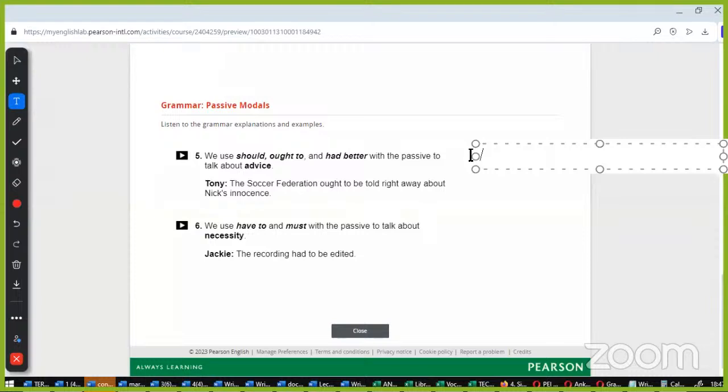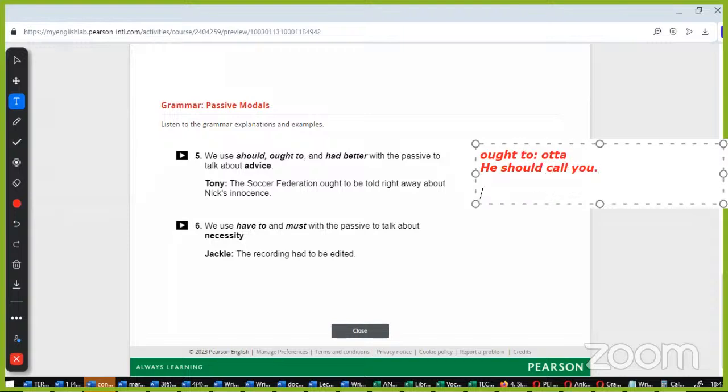We use should, ought to, or oughta, and had better with the passive voice to talk about advice. Ought to is pronounced "oughta", but the meaning is the same as should. Okay, so it basically has the same meaning. Like, he should call you. They should give me my money back.